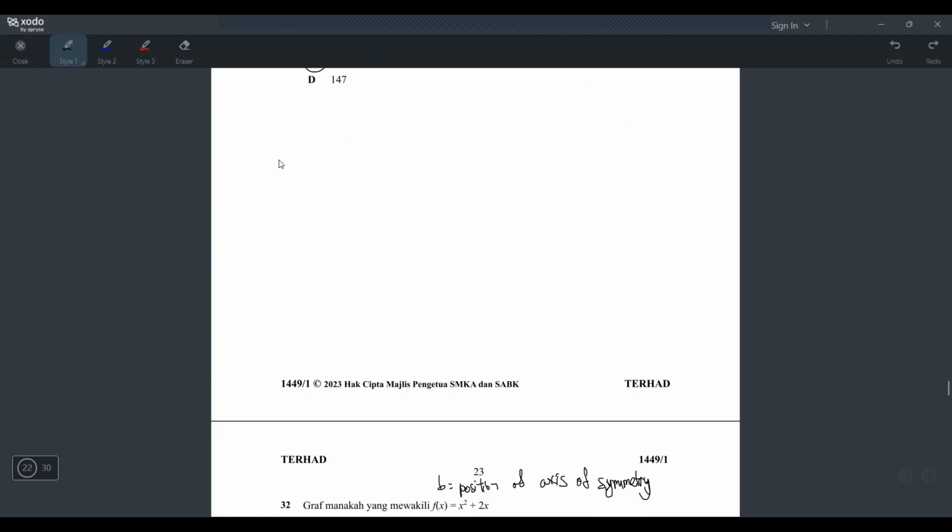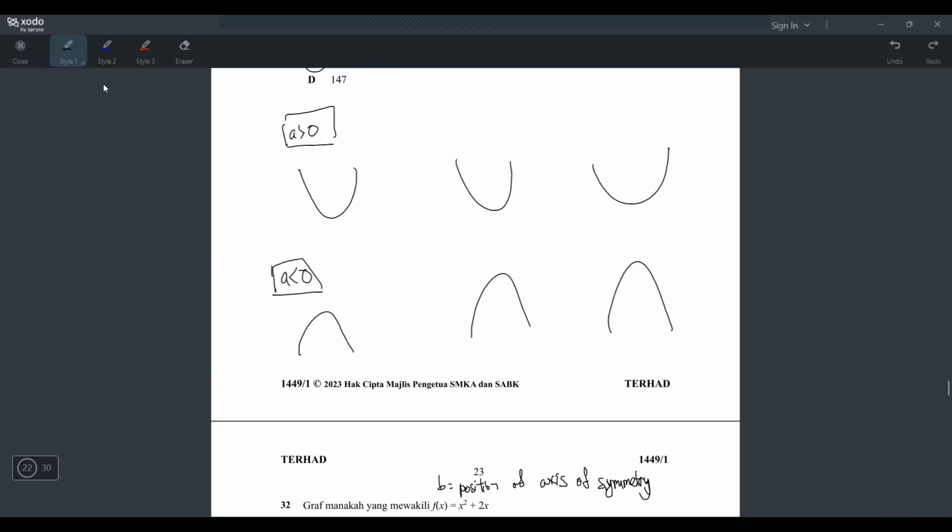So if my A is bigger than 0, it's a U shape. And another case is when my A is smaller than 0, it will be like this. So what you do now is, this is your axis of symmetry, right? Okay, I shouldn't do this first. I should write B positive, B positive. This one is B 0, B 0. And this one is B negative, B negative.